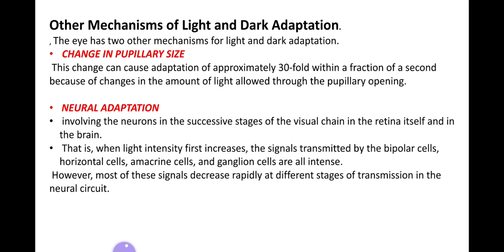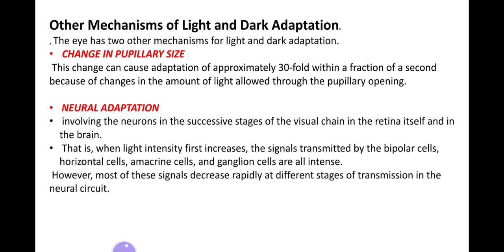How does the pupillary size change? It causes an adaptation of approximately 30-fold within a fraction of a second because of the change in the amount of light allowed through the pupillary opening as it dilates in the presence of darkness and constricts in light.